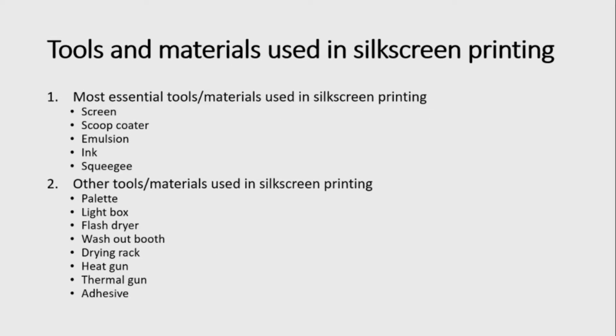These are the tools and materials used in silkscreen printing. Most essential tools or materials used in silkscreen printing are screen, scoop coater, emulsion, ink, and squeegee. Then, other tools or materials used in silkscreen printing are palette, light box, flash dryer, washout booth, drying rack, heat gun, thermal gun, and adhesive.